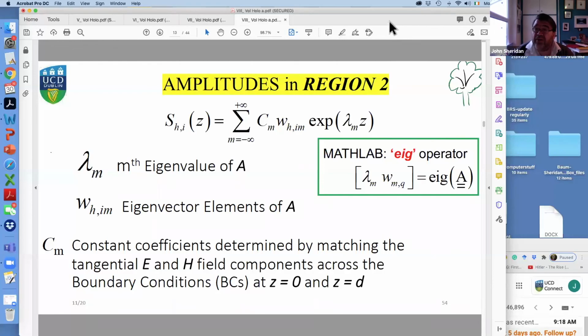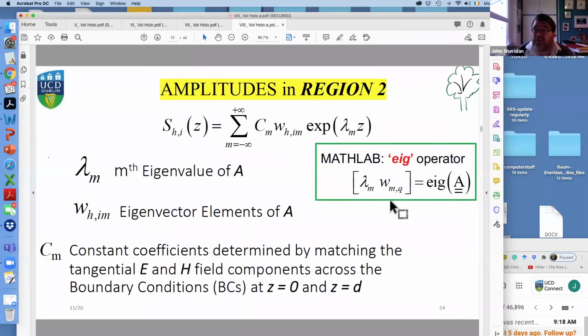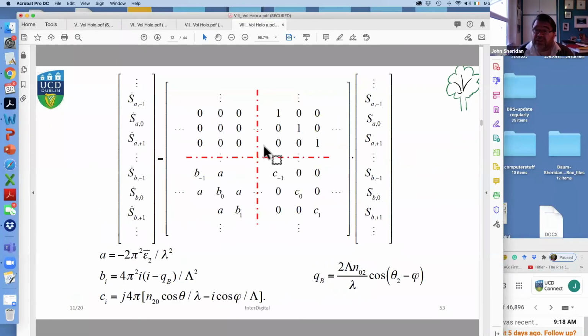And if you take the matrix and apply an eigen operation, the eigen of that vector would give you the lambdas and the omega, the W in Q. So in other words, we take this matrix and feed it into MATLAB, with these particular values.